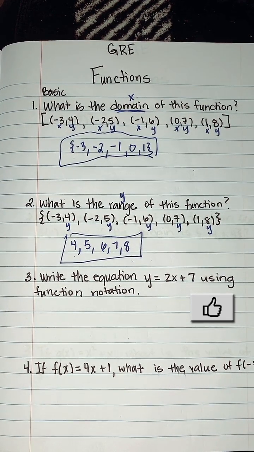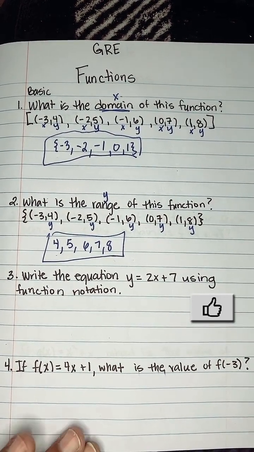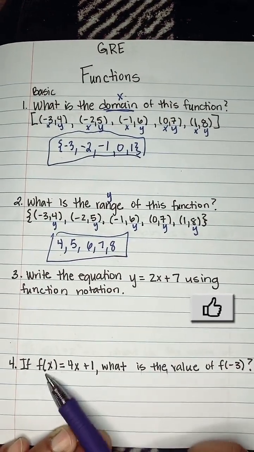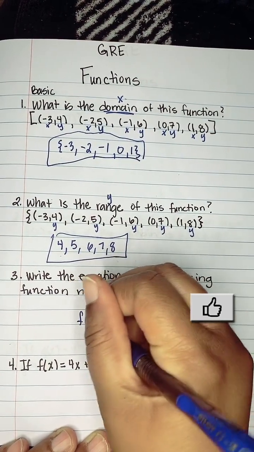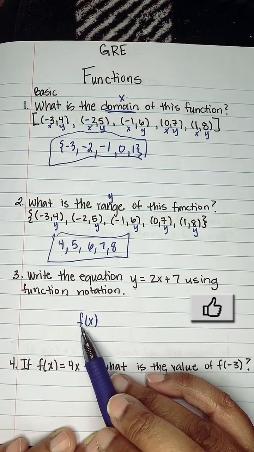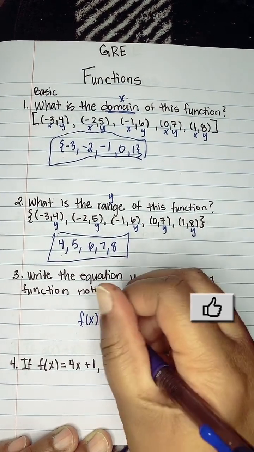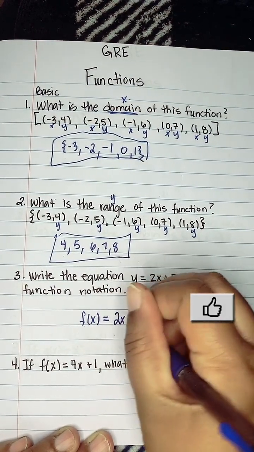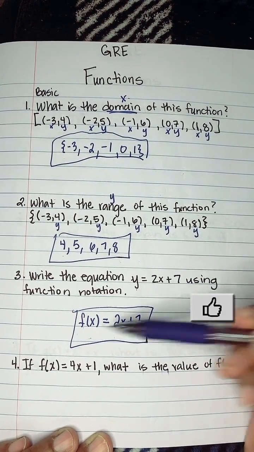Okay, so number 3. Write the equation y equals 2x plus 7 using function notation. So function notation is something like this. Really what you're doing is just changing this y to f of x. And we know we're doing f of x because there's an x right here. And then you just put 2x plus 7. And that's how you go from a linear equation to function notation.